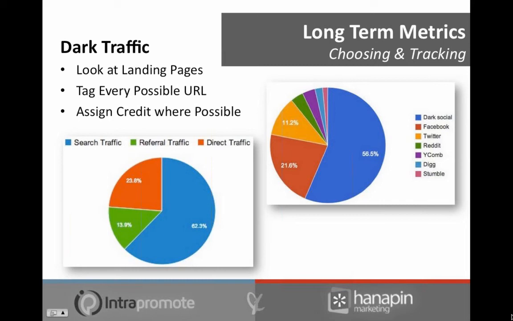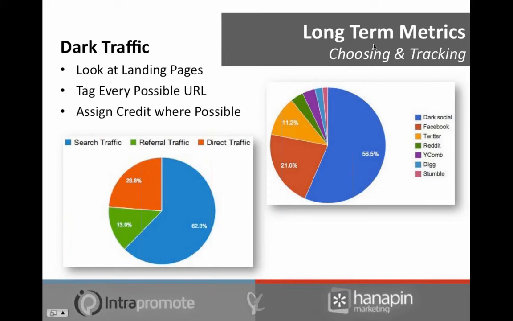So they took a lot of time and did a lot of data parsing and came up with the graph on the right, which is, they basically were able to attribute about 45% of that direct traffic to various social campaigns. And that's great, but that still leaves over half of the dark social that's not attributable.